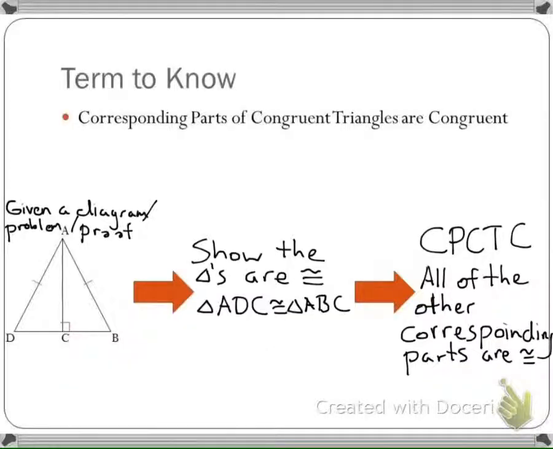So in 4.6 we get a new term, which is corresponding parts of congruent triangles are congruent. We shorten that up and just use the abbreviation CPCTC. So let's work through the process that we've done so far this chapter. If we start in that very first spot, we're given a diagram, a problem, a proof. We're given something to start with. And I have that in my 2 triangles here, ADC and ABC. So we have to figure out how they are congruent.